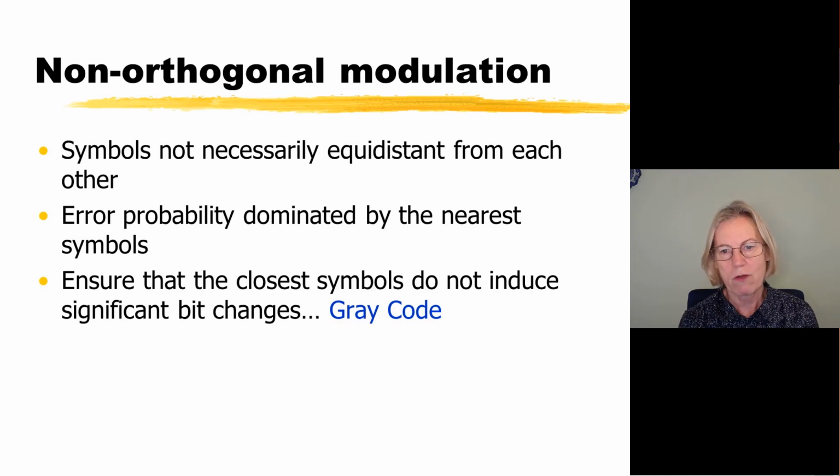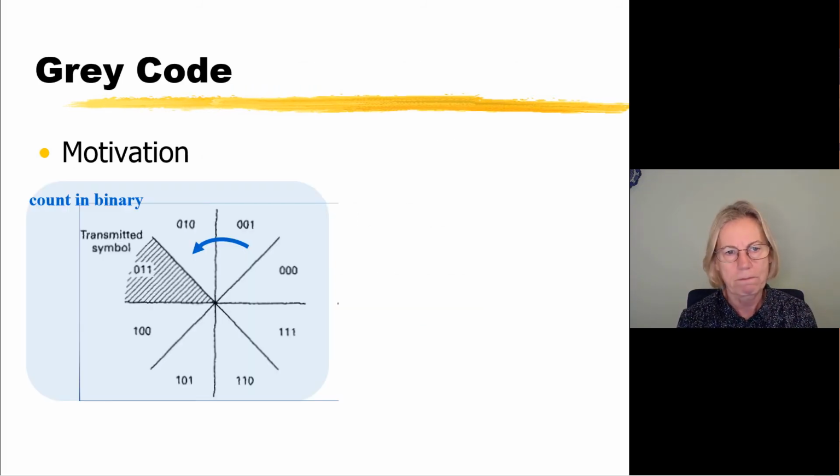A gray code is a selection of the mapping from bits to symbols which keeps the bit error rate as small as we can for a given symbol error rate. The symbol error rate is decided by the constellation geometry, and that's fixed. But whatever the probability of symbol error is, I want to keep the bit error as small as possible. And I think an example makes this clear.